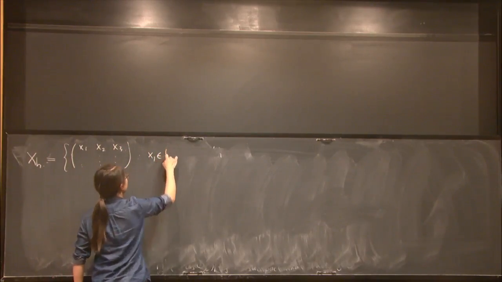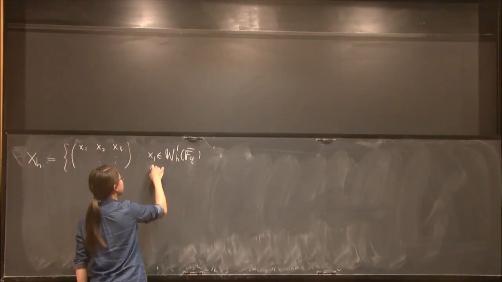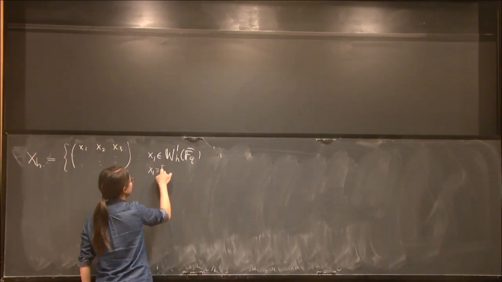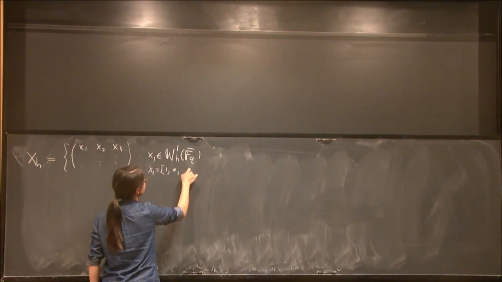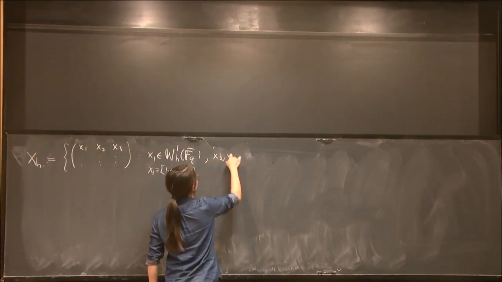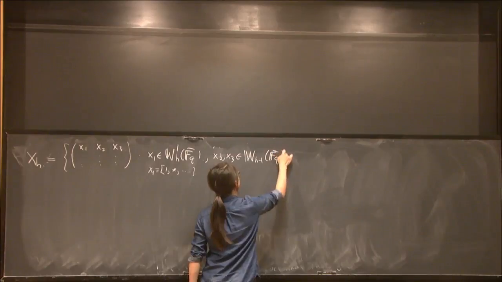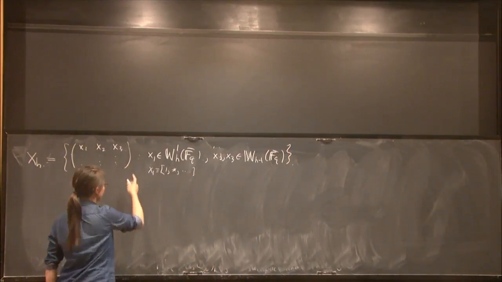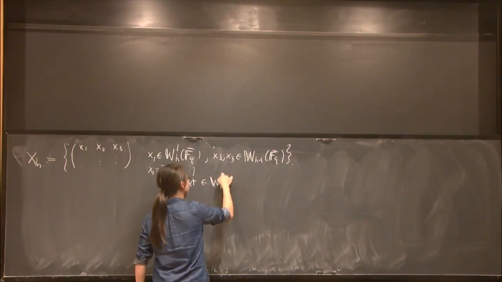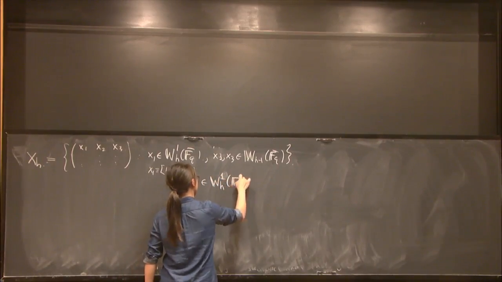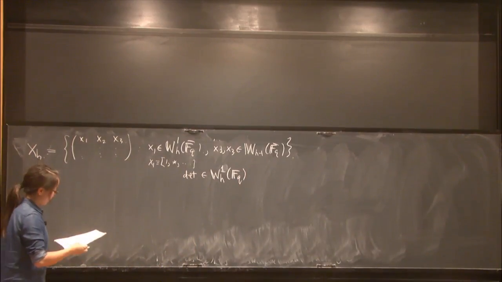But now we put the further assumption that x_1 looks like this, i.e. x_1 is, in terms of coordinates, the first coordinate is 1, and then so forth. x_2 and x_3 are in W_{h-1}(F_q bar). So this is really the thing where the determinant is an element of this group here. Okay.